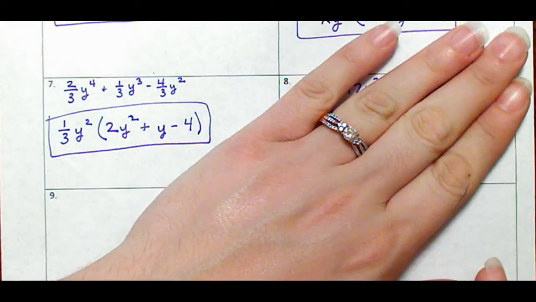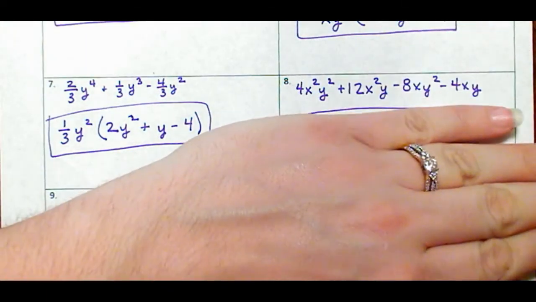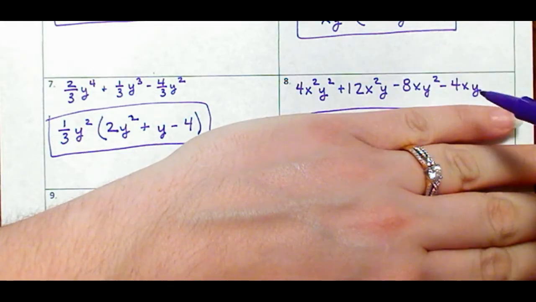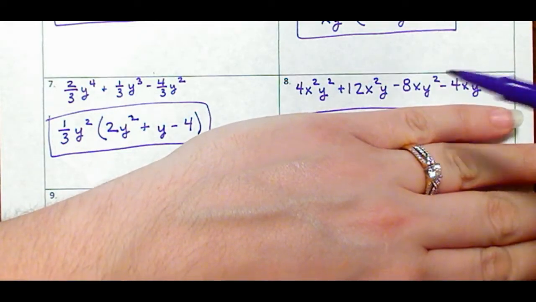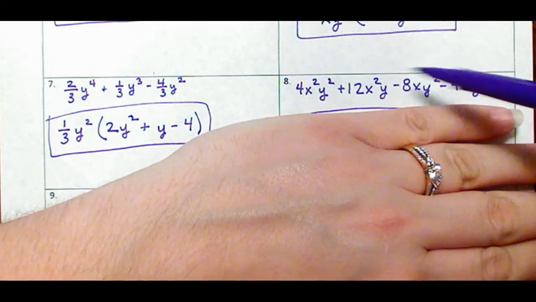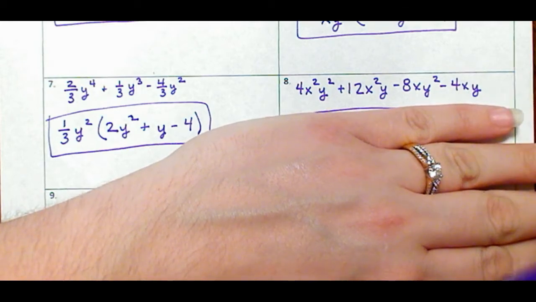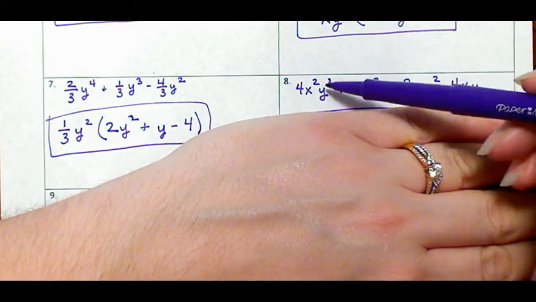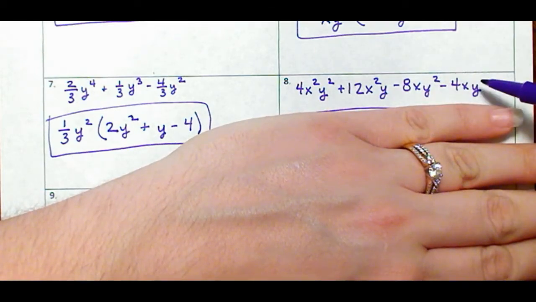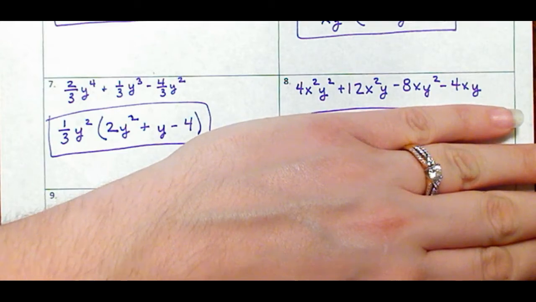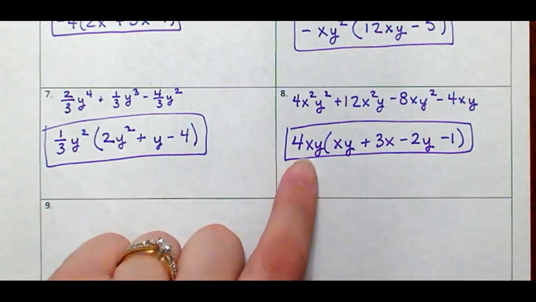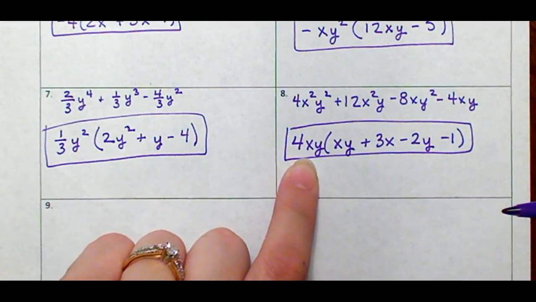All right, so your greatest common factor, hopefully you could see right off the bat that they all are multiples of 4. They all have a 4 in common. And then, looking at my x's, the most x's they have in common is 1x. And looking at my y's, the most y's they have in common is 1y. So we're going to take out a 4xy as our greatest common factor.